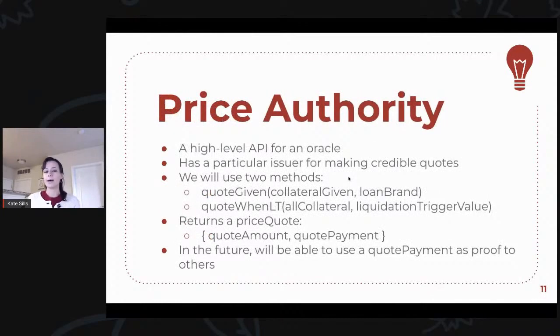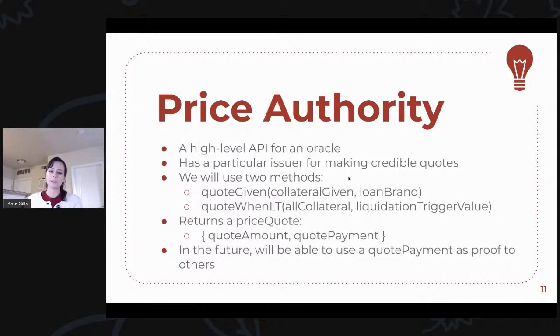Okay, so this loan contract is going to use a price authority, which is something that is new with our work with Chainlink. So a price authority is a high-level API within the Agoric platform for an oracle, and it has a particular issuer for making credible quotes.